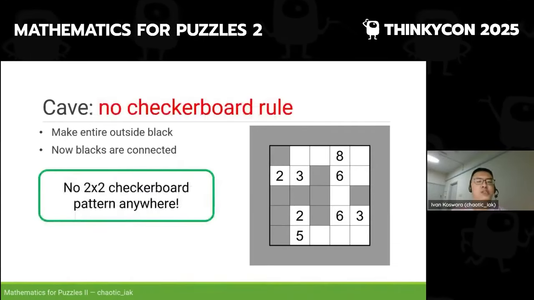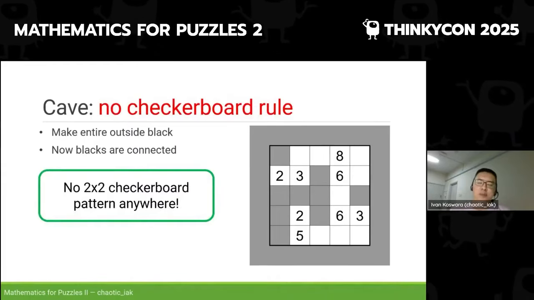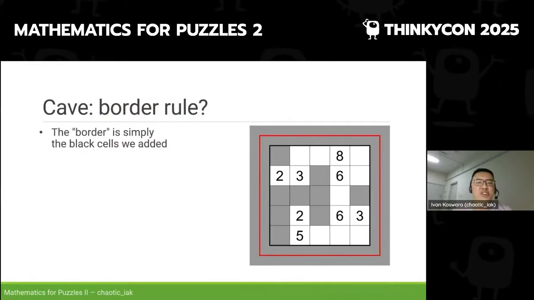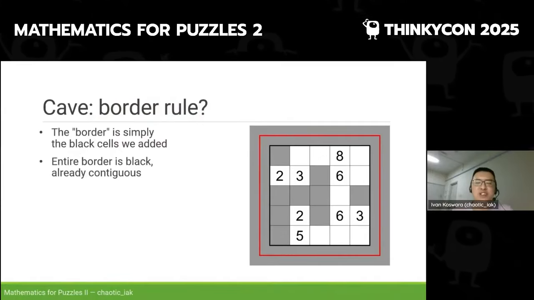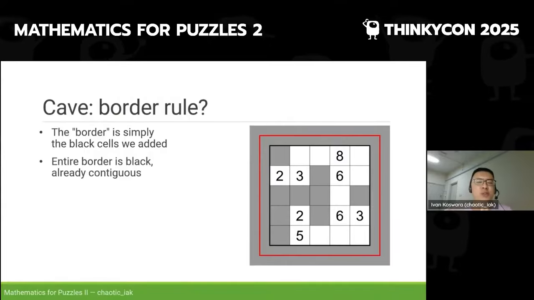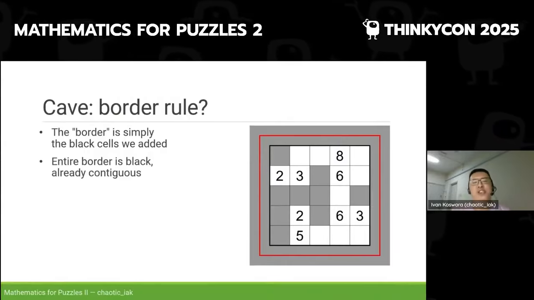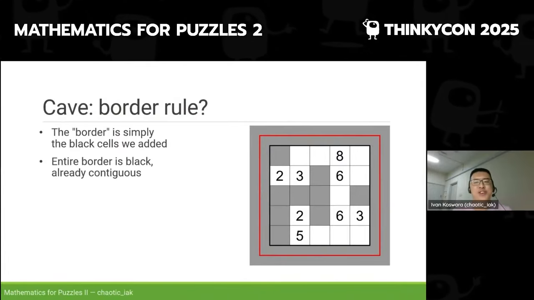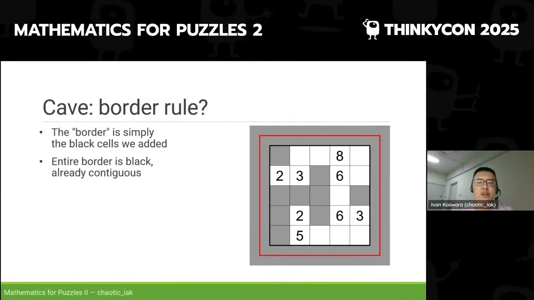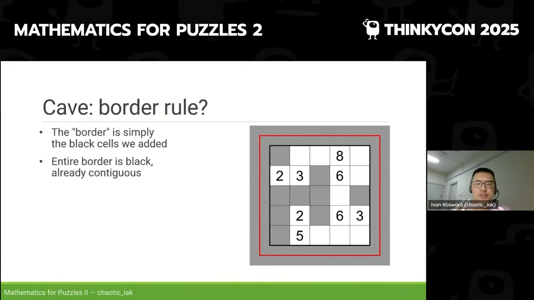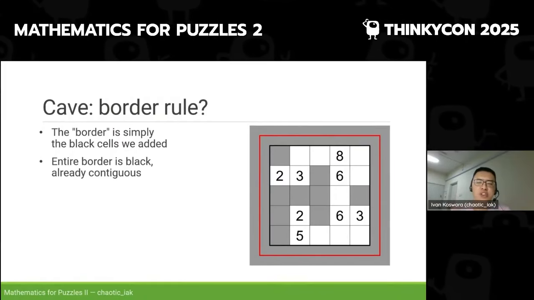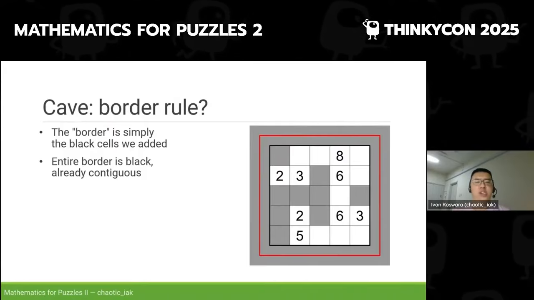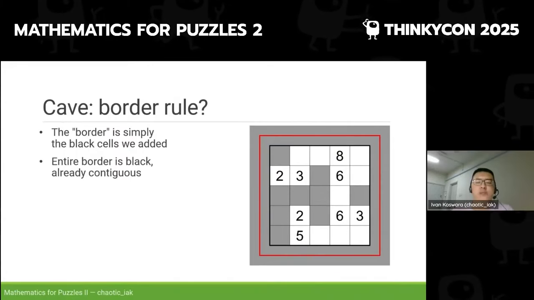The no checkerboard rule also applies here. And you might ask what happens about the border rule. Well, the border in this case is just the black cells that we added. So the entire border is already black. It's already contiguous. We don't really have any new thing about the border rule. But the no 2x2 checkerboard rule is important. It also applies in Cave. So you can see Jordan curve theorem somehow finds applications like this. And also these kinds of rules don't come up in the actual written rules of the genre. You just end up with these results naturally.